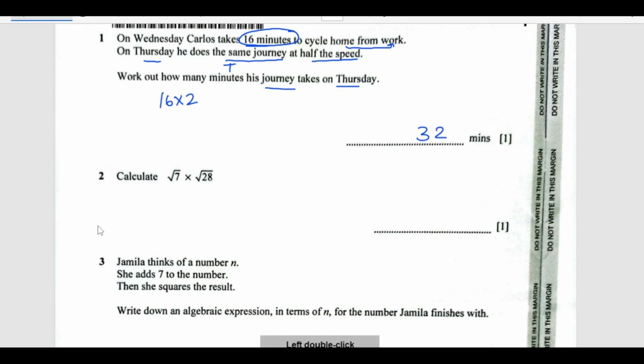Now calculate. This is just a direct question. You plug in everything into the calculator and then your answer is 14.